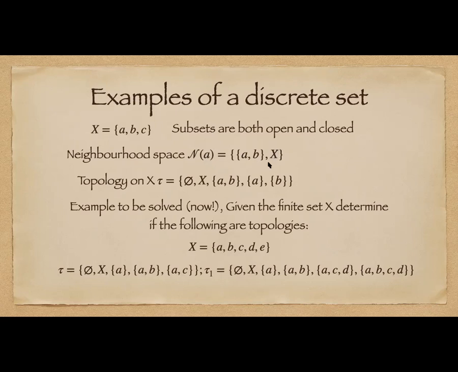X is the entire set. AB is the collection which has A in it. This would be a bona fide neighborhood space for this discrete set for the element A. But that's not a topology. I have one question. Yeah.